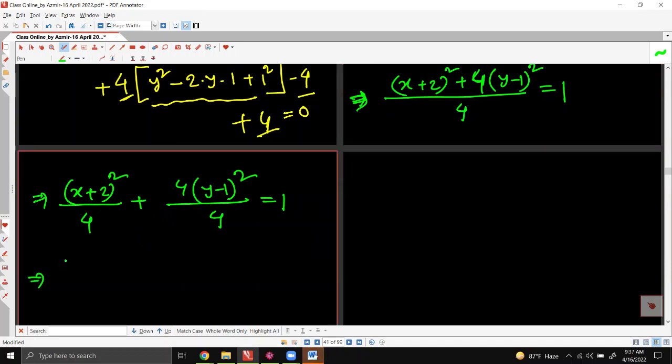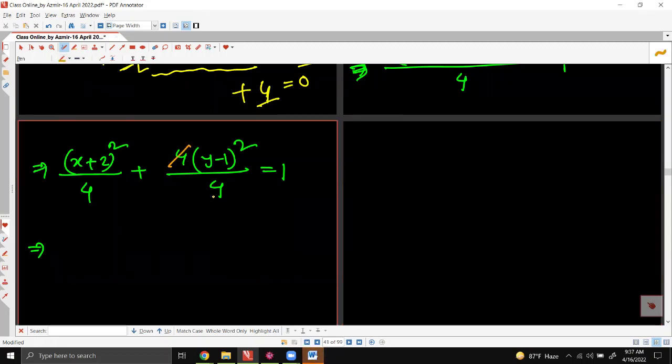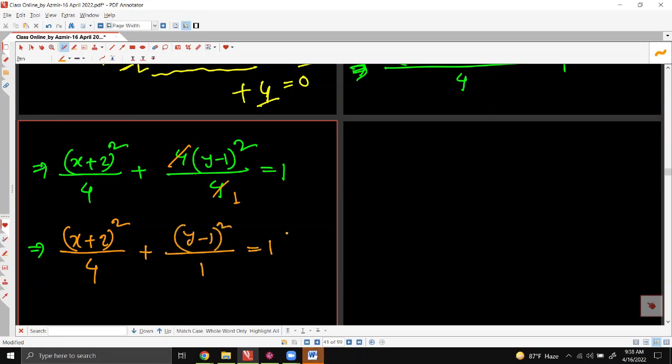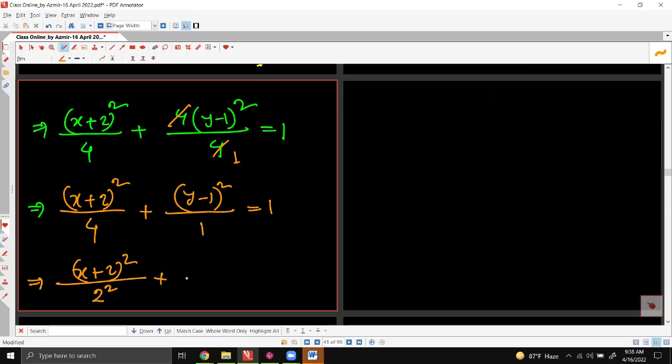So we can see that this 4 and 4 can be cancelled. We have just 1 here. So next we have (x plus 2) squared divided by 4 plus (y minus 1) squared divided by 1 equals 1. Or we can write (x plus 2) squared divided by 2 squared plus (y minus 1) squared divided by 1 squared equals 1.